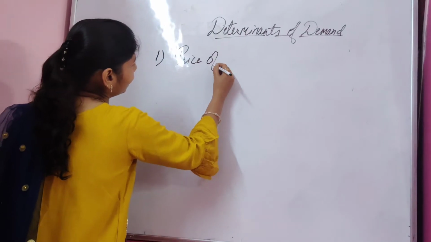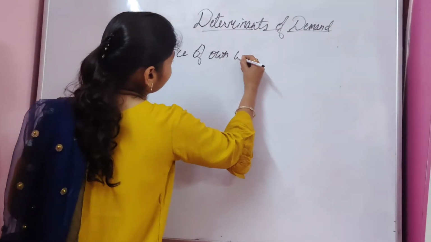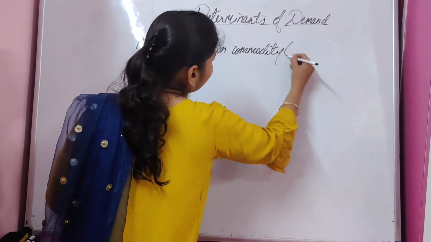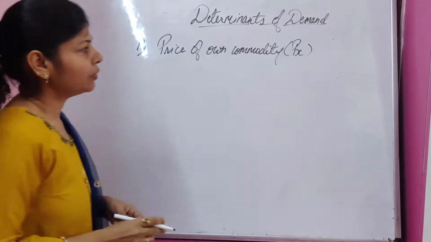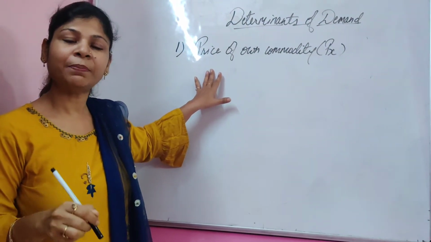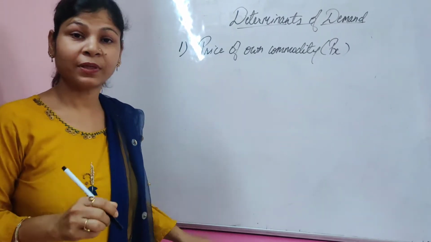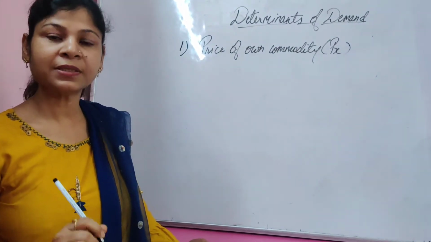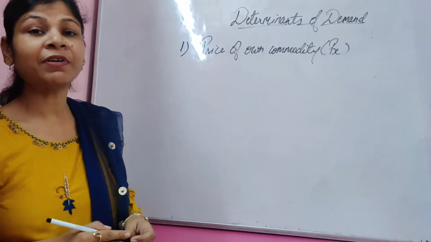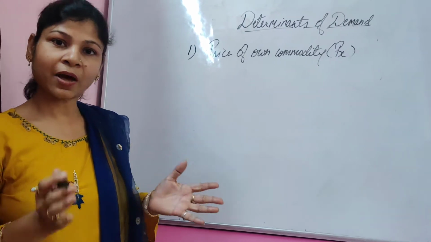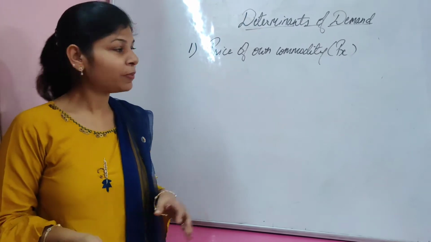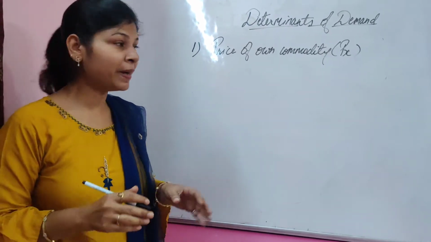Price of own commodity, which we denote by PX. Price of own commodity means whenever we buy a commodity, we consider the price of that particular commodity. And as we know, the most important assumption of economics is that human beings are rational beings. Rational means whenever they take any decision, they consider all the pros and cons, which commodity is beneficial for them and which is not, because they are sacrificing in terms of money.